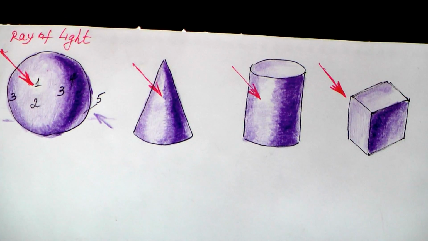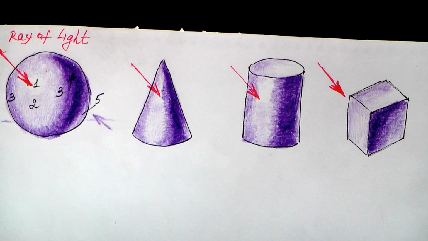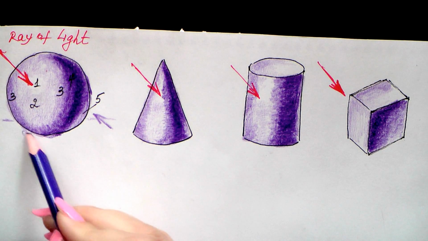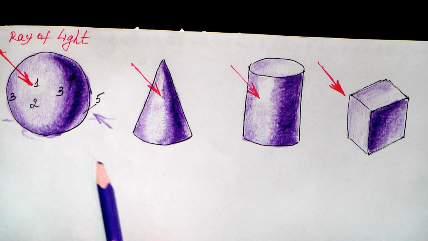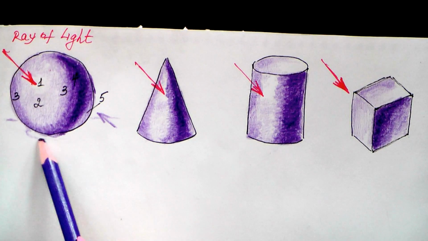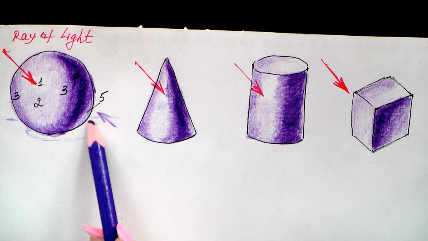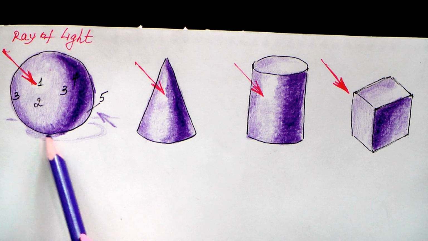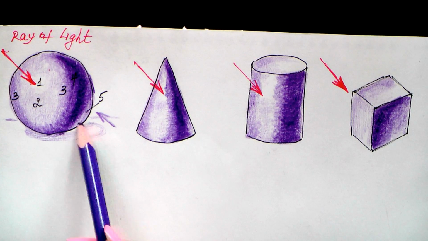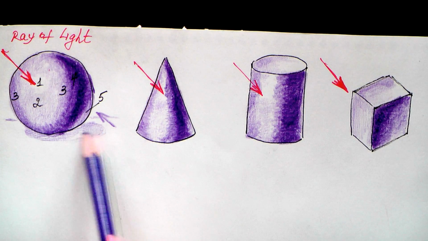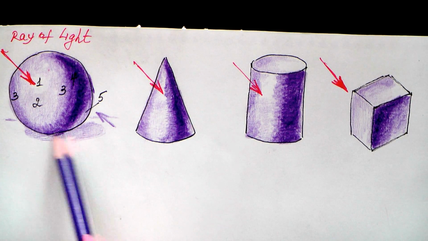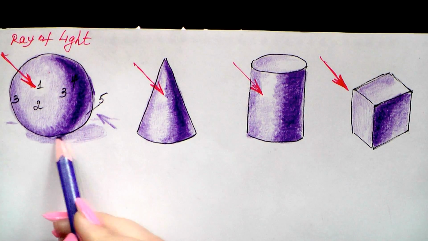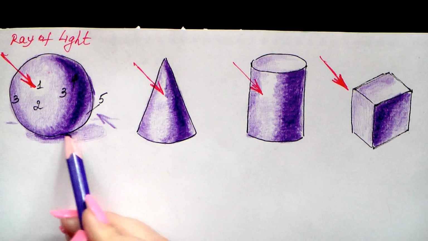And now we need to draw our cast shadow. Here is the cast shadow for the sphere. Here we have the occlusion shadow, and this is the darkest part.